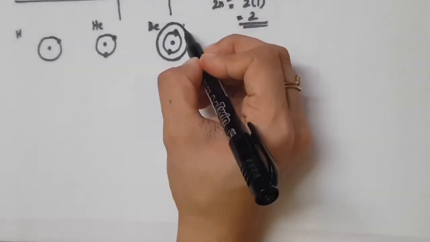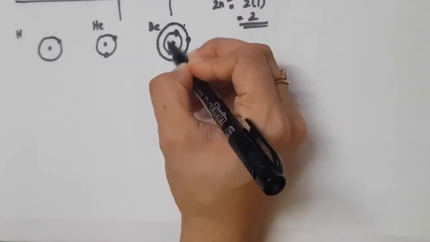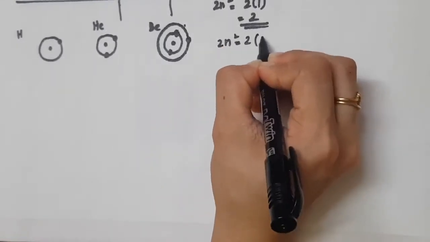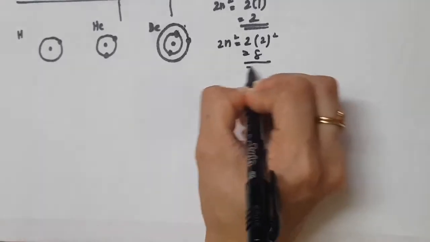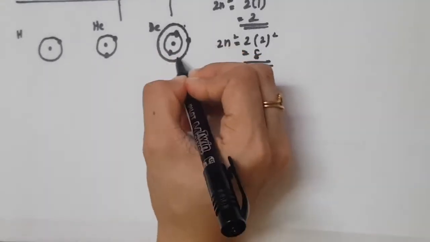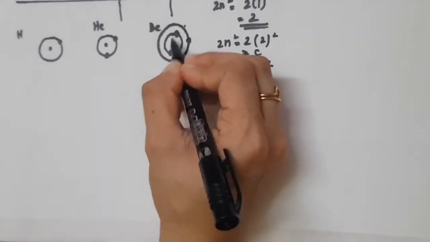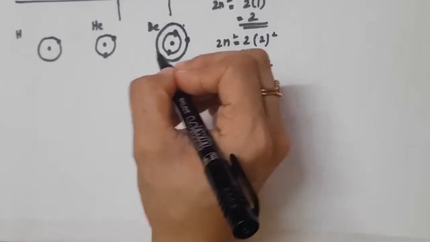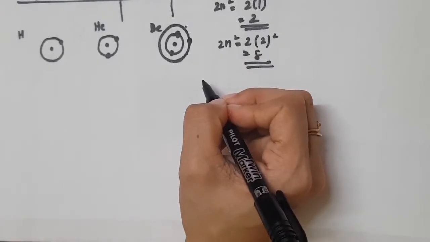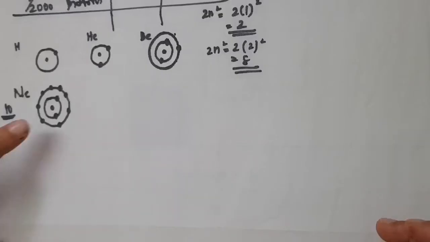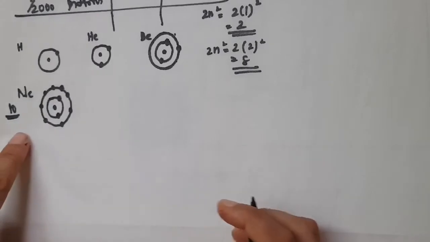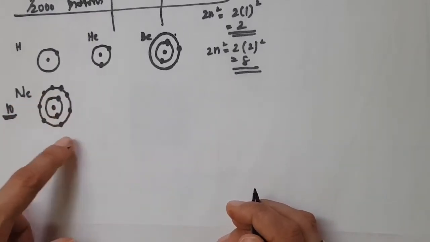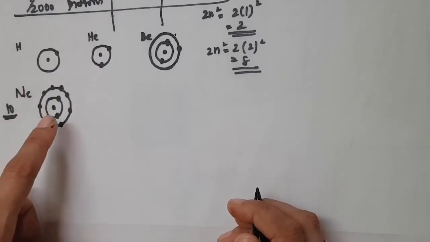So in the second shell, by 2n square, 8 electrons can be filled. So it will go on till 8 electrons are filled. This shell will fill 8 electrons and only then go to the next shell. So this is the schematic diagram of neon with atomic number 10. That is, 2 electrons are filled in the first orbit and 8 electrons are filled in the second orbit.